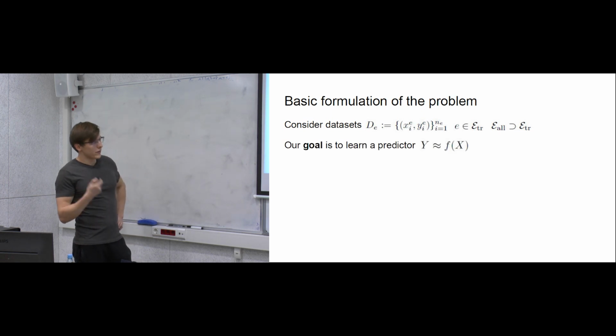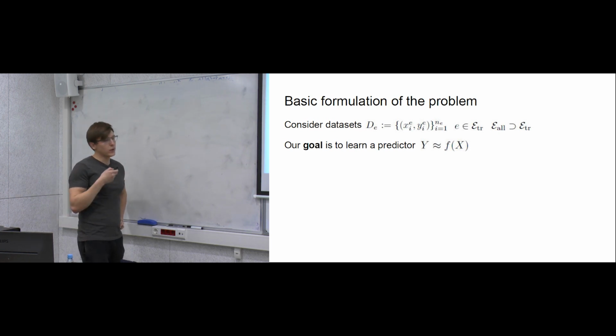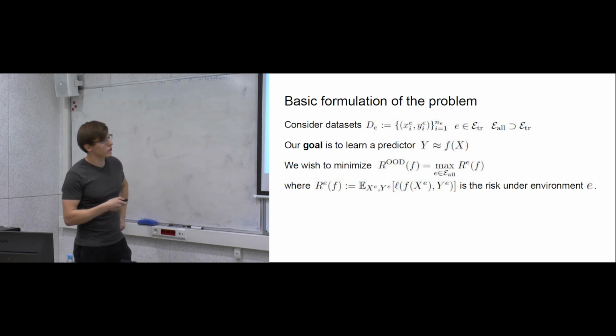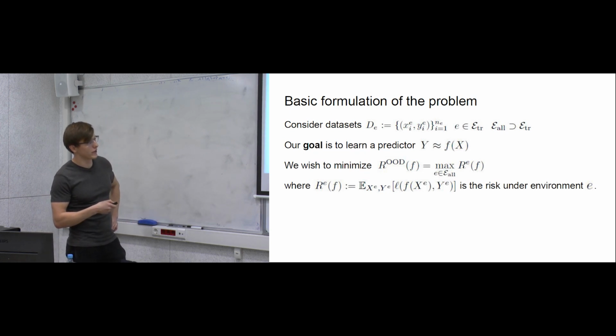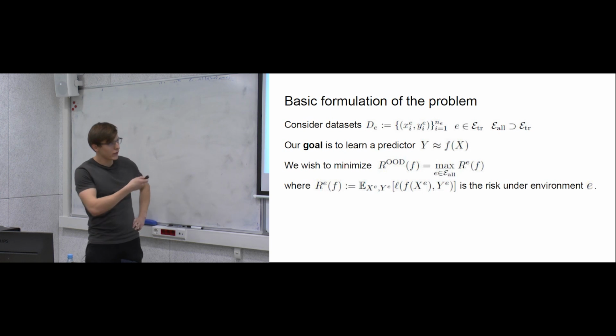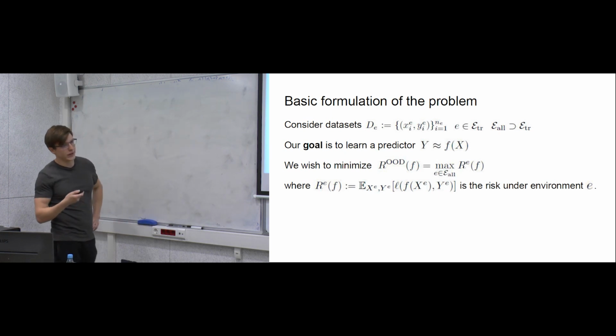And our goal is, as always, to predict output from our inputs, right? And we will promote such a minimization, such an objective to minimize. It's basically its maximum risk across all environments we have. So you can see that R^e is just the empirical risk in environment e. So why does that goal make sense?